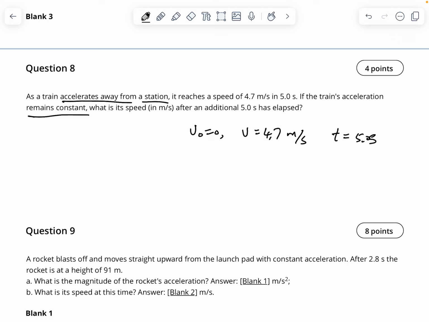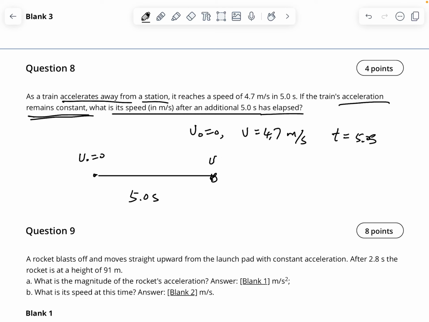If the train's acceleration remains constant, what is its speed after an additional 5 seconds? So what happened here is V naught is 0, then after 5 seconds, you reach here.